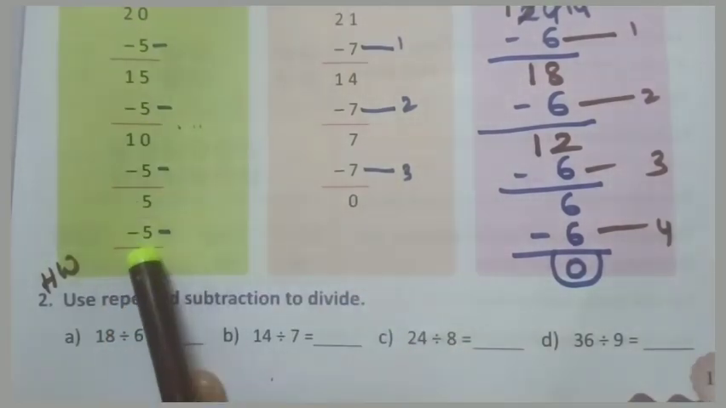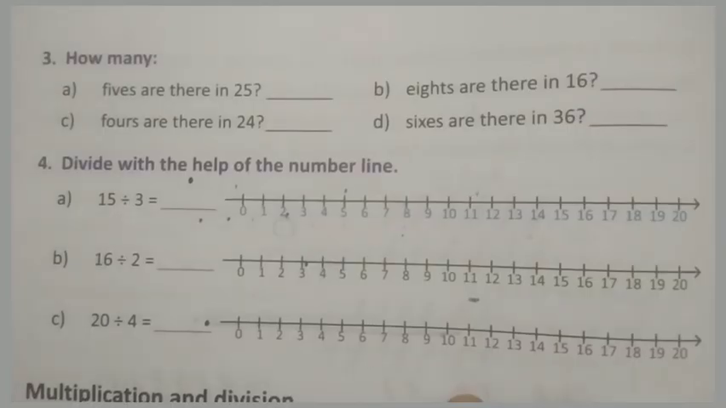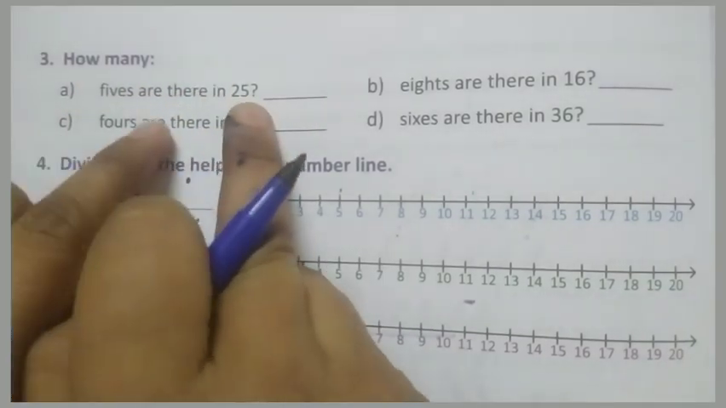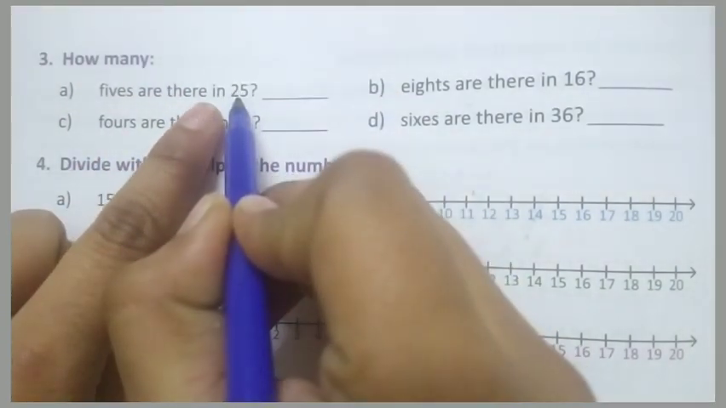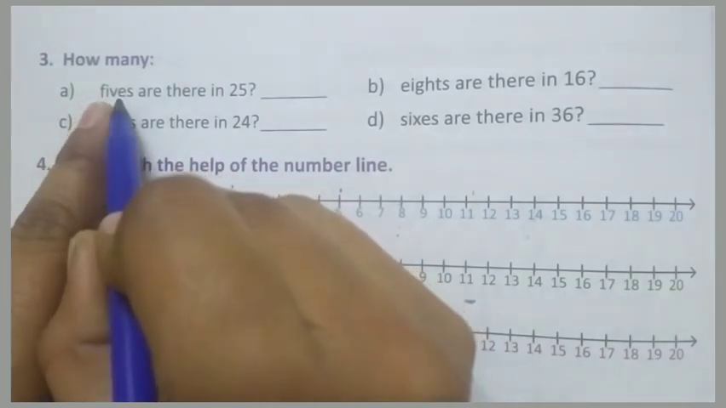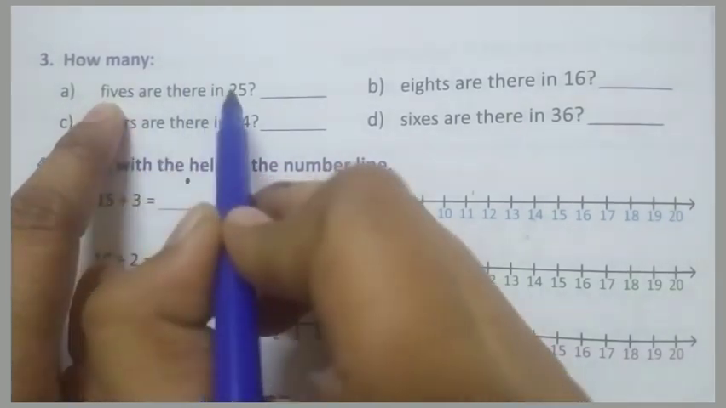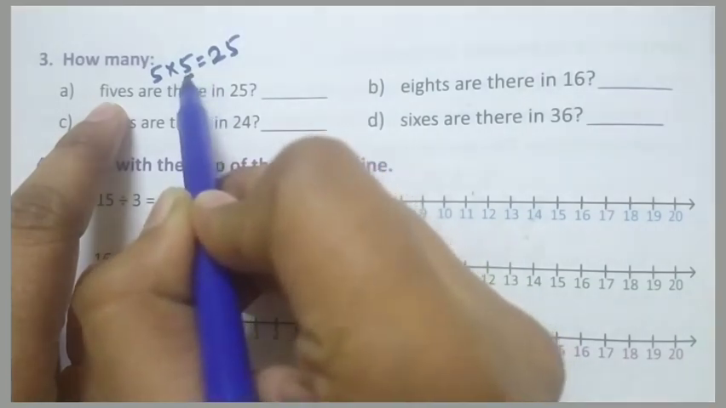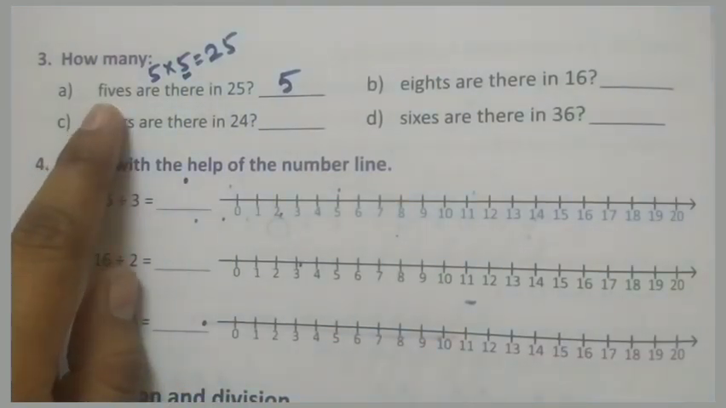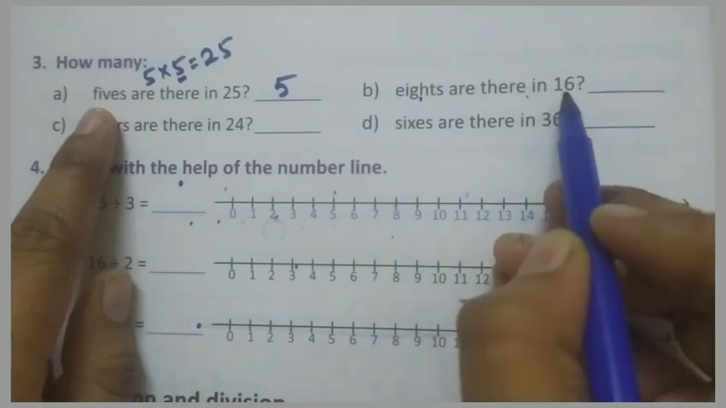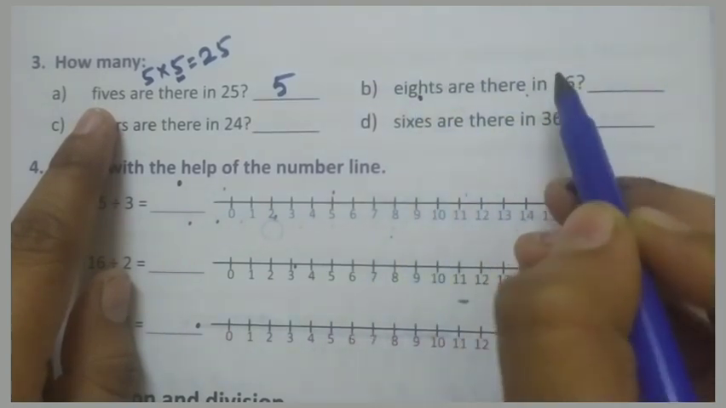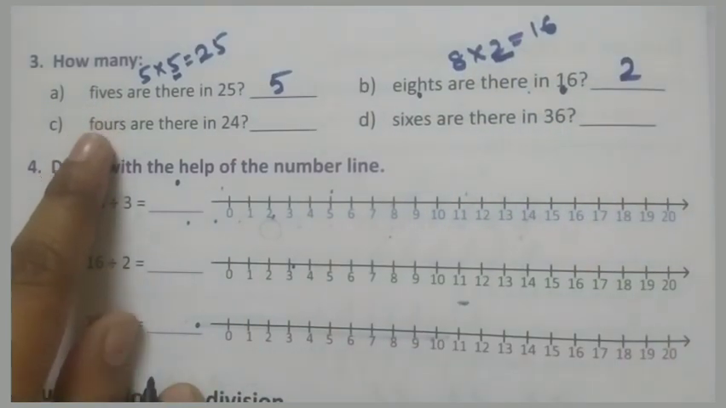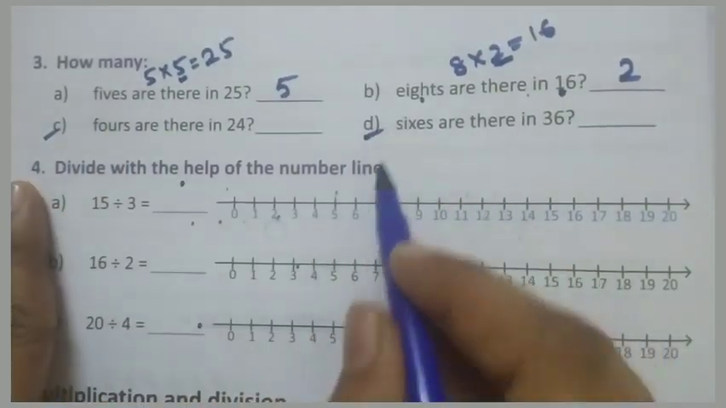Repeated subtraction. Look here, children, textbook page number 140. How many 5s are there in 25? From 25 subtract 5, then you will get the answer. Otherwise, in the 5 table, when we get 25, yes, 5 5s are 25. So there are 5 5s in 25. How many 8s are there in 16? In the 8 table, when we get 16, yes, 8 2s are 16. So 2 8s are there. Do this too. C and D is homework for you.